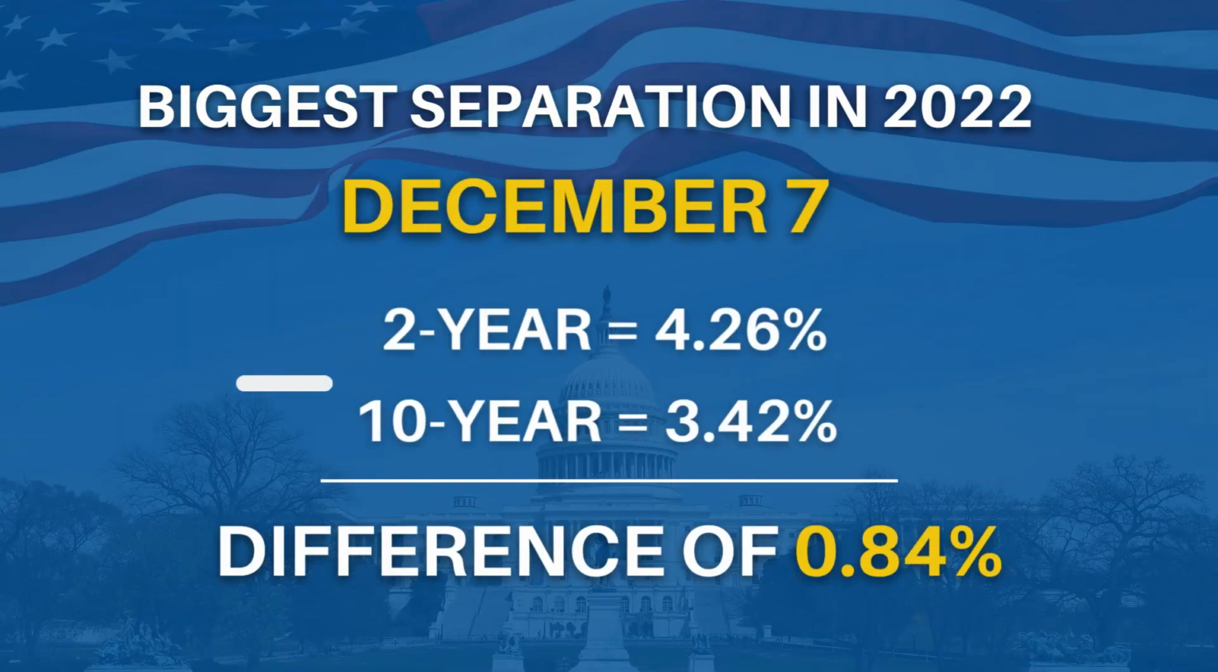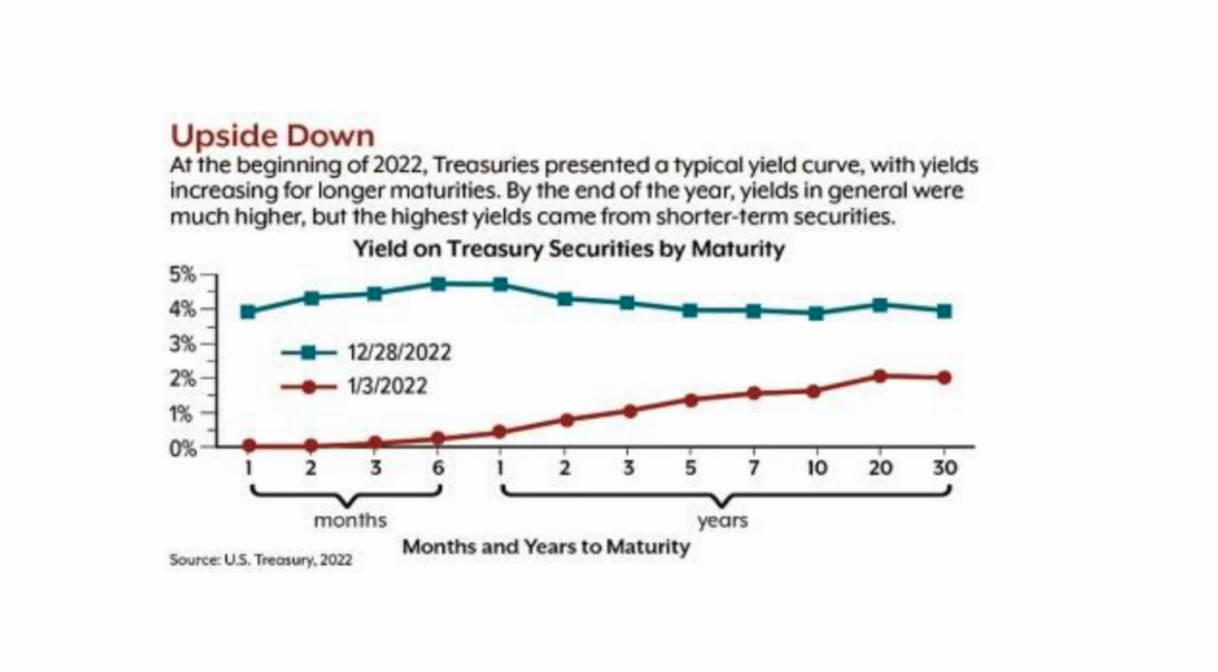The biggest separation in 2022 came on December 7th, when the 2-year was 4.26% and the 10-year was 3.42%, a difference of 84 basis points. Other short-term treasuries have also offered higher yields. The highest yield is in early 2023 when we saw the 6-month and the 1-year treasury bills.